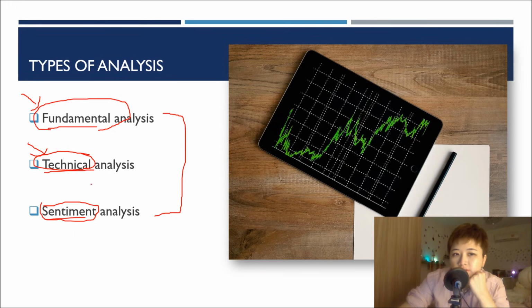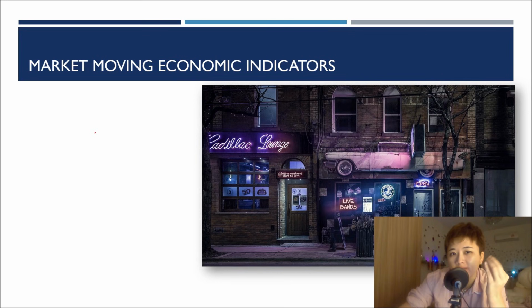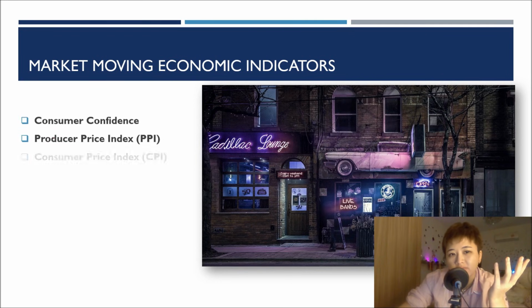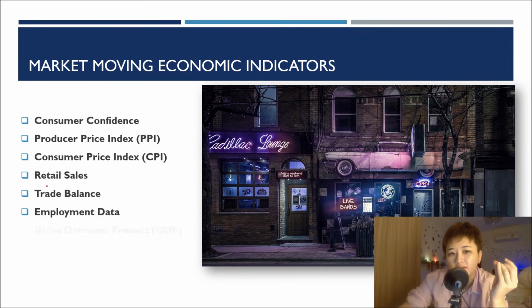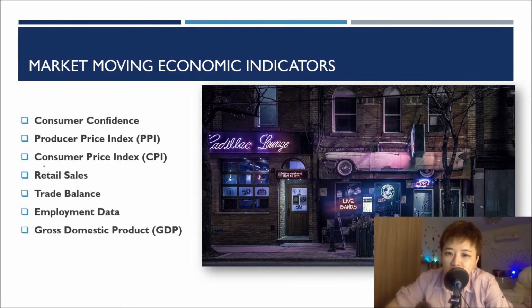So what is fundamental analysis? Basically, you're looking at economic indicators that move the markets, the currencies. So what are the market moving economic indicators? Example, consumer confidence, PPI, CPI, retail sales. Now some of them are lagging, some of them are leading. Trade balance, employment data, GDP, and also there are a lot more indicators, which maybe I'll cover more on that in the next few videos.